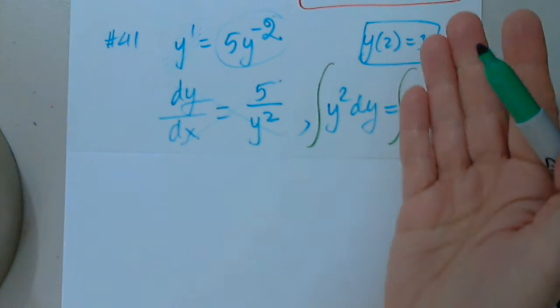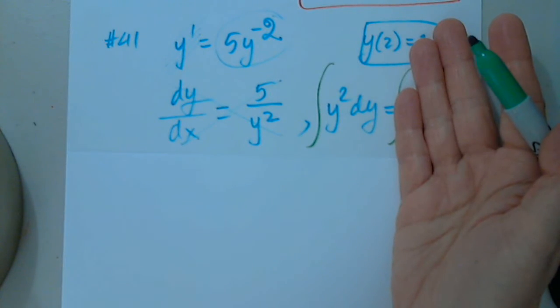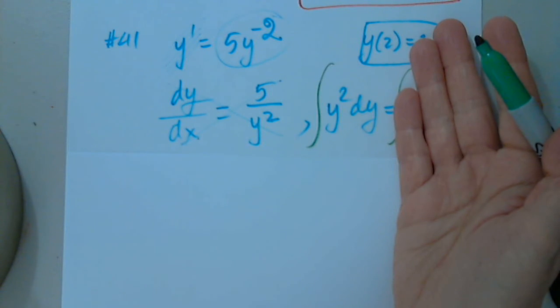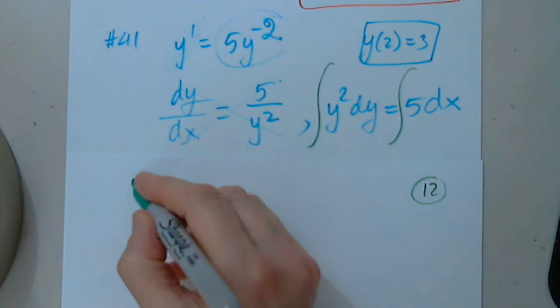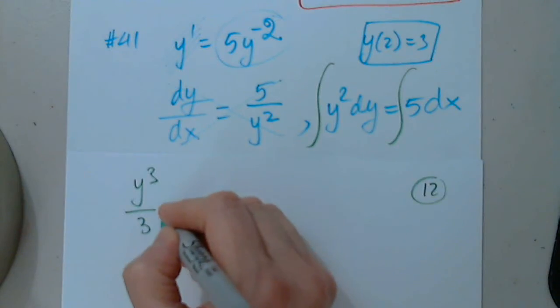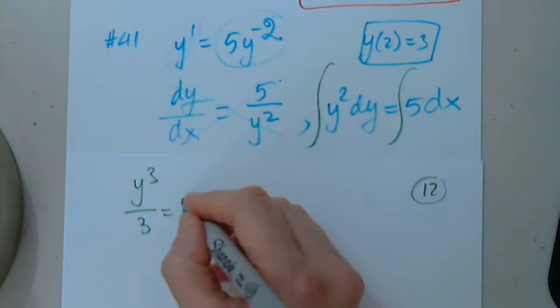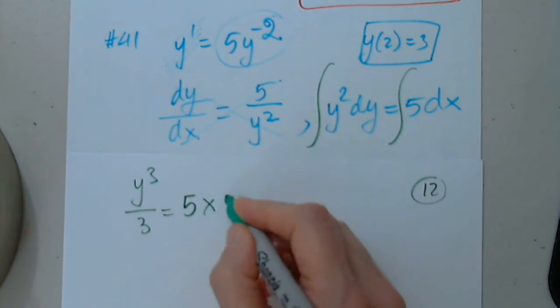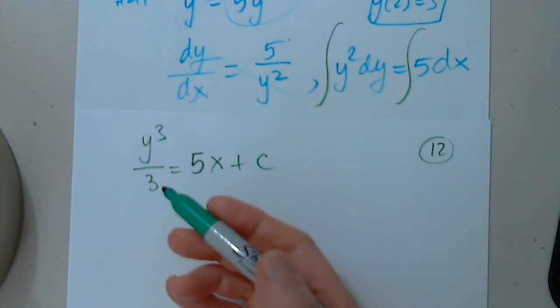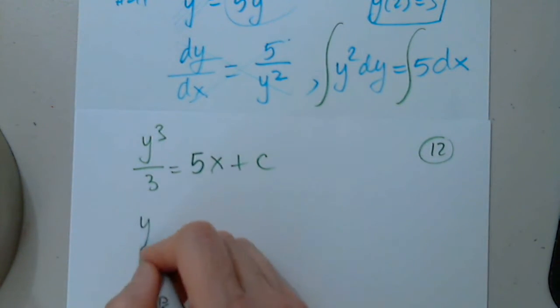Good. Can anyone give us the left-hand side? You gave it to me before. Y cubed over 3. Can anyone give us the right-hand side? 5x plus c. Very good. Awesome. Of course, we did this before. I have to multiply by 3.